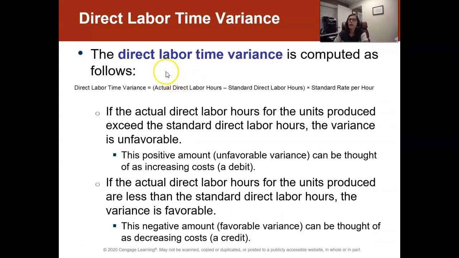If we are looking not just at labor rate but at time, this is where we go back to multiplying by the standard rate per hour. So we take actual direct labor hours minus standard direct labor hours, times the standard rate per hour, and that gets us our direct labor time variance. It's a bit repetitious, but I assume you can figure out the favorable and unfavorable at this point, so I won't repeat that.